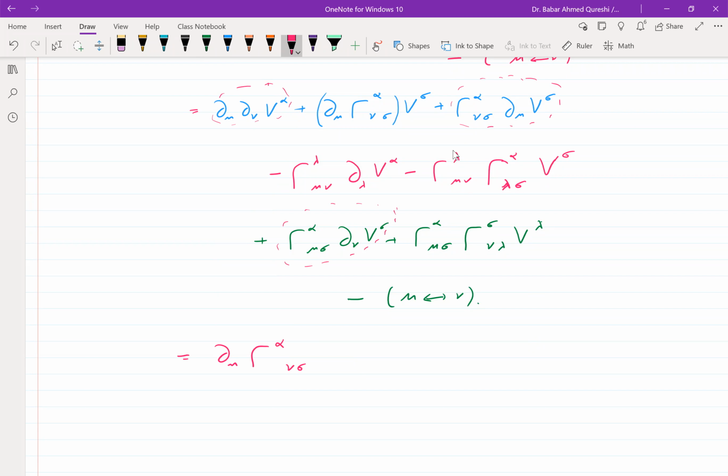When I take their counterparts with μ replaced with ν, they are both there. So this will be the counterpart of this and this will be the counterpart of that. So they will also cancel. So the first derivative terms involving V will also be cancelled.